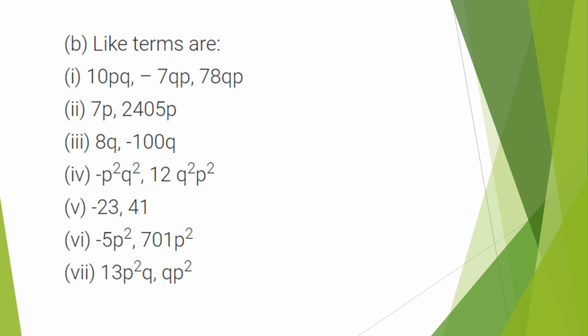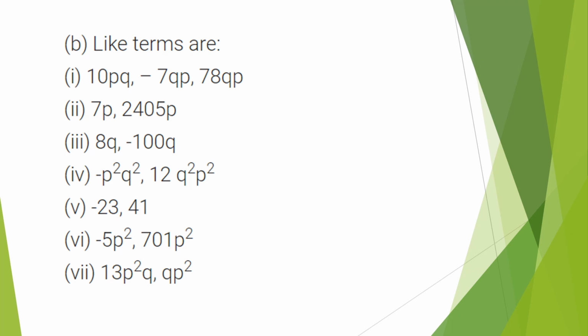Now the second part B. The question is given: 10pq, 7p, minus 8q, minus p square q square, minus qp, minus 100q, minus 23, 12q square p square, minus 5p square, 41, 2405p, 78qp, 13p square q, qp square, 701p square.